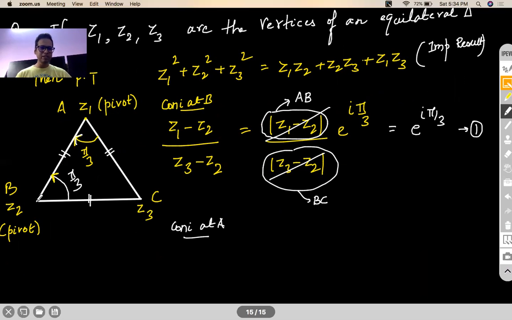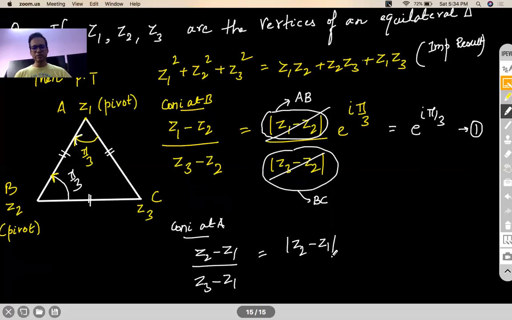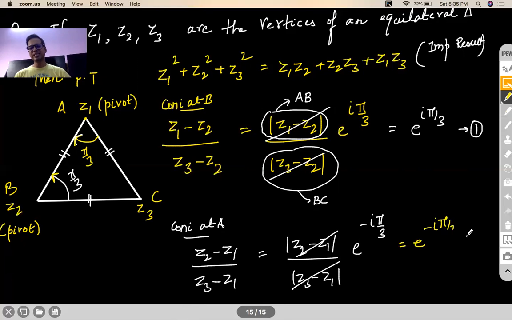This is a pivot point. So it will be Z2 minus Z1. Correct. Arrow tail Z3 minus Z1. And again, mod of these two quantities, which you can easily write. Now, since Vaibhav has chosen a clockwise direction, he will write e to the power minus i pi by 3. And again, as you know, these two will be equal because it's an equilateral triangle. So there you go. This gives me my second equation.